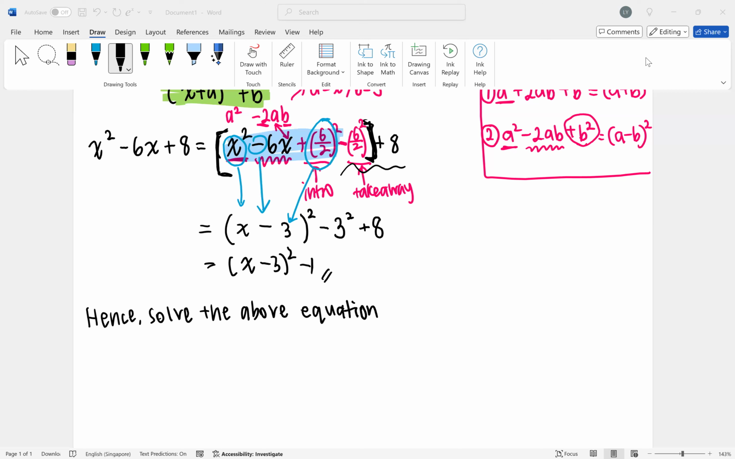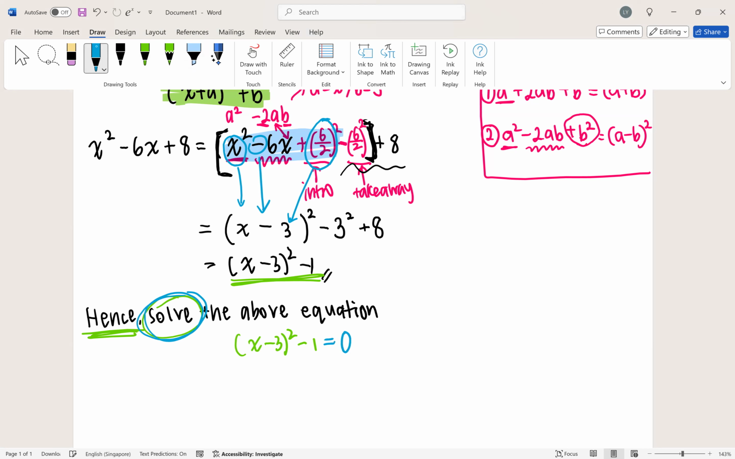So guys, because of the keyword, they say hence. Hence means I need to copy paste this. You cannot go and expand. And then what about solving? The whole idea about solving is what? What's the whole idea about solving, guys? Yes, the whole idea about solving is right-hand side is equal to 0.